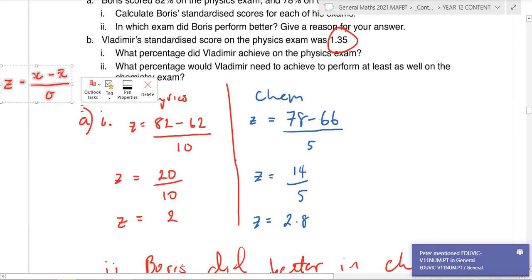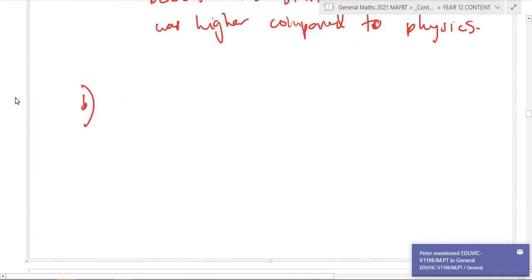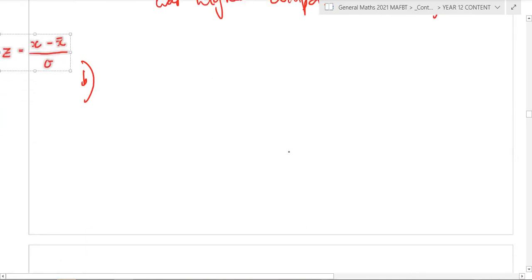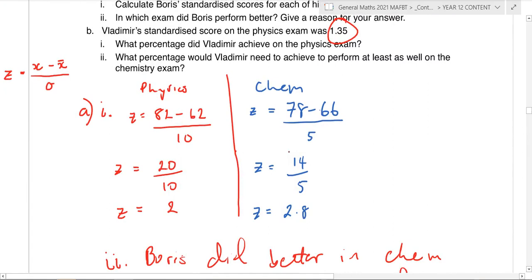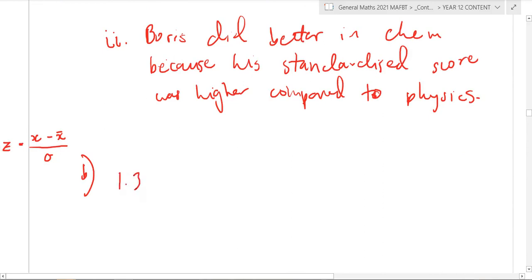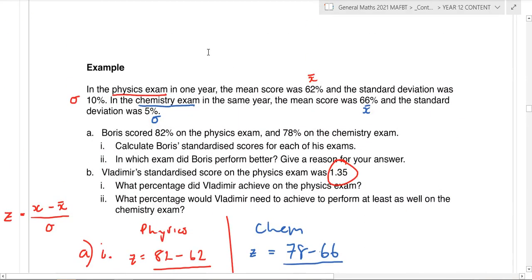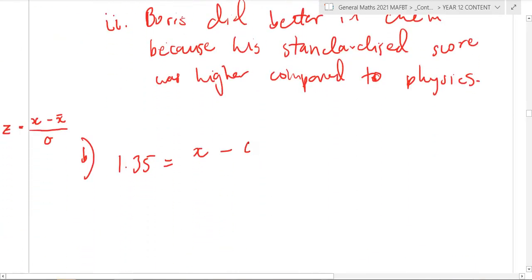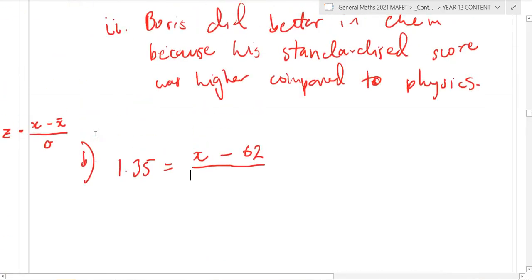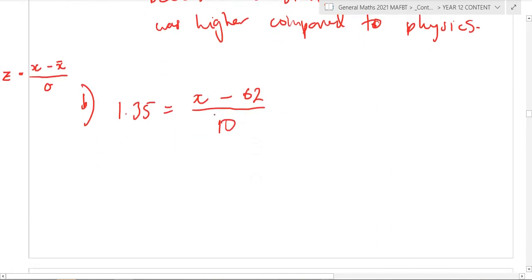Let me copy and paste this because we're going to use this formula. All right, so if you look at Vladimir, you can see that he had a standardized score of 1.35. So his Z score was 1.35. We don't know what his score is. The mean for physics was, let's look at that, 62. And the standard deviation in physics was 10. So in this case, we're solving for whatever x is.